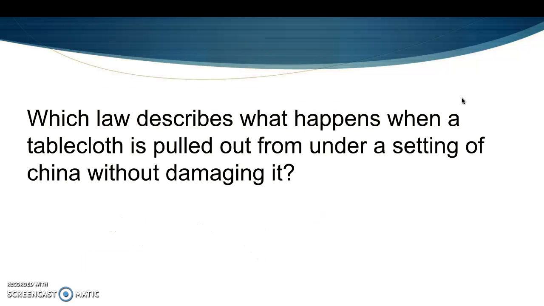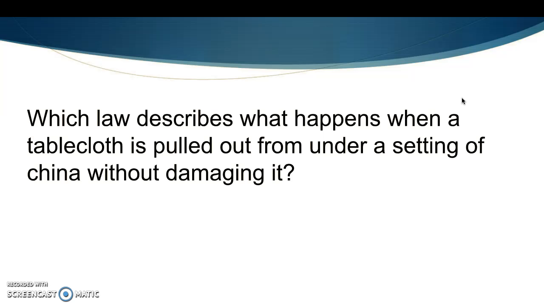We're going to go through some various examples. What I'm going to do is read the question for you. Some of them will be about Newton's laws of motion or concepts related to it. At the end of reading the question, I'm going to state that you should pause the video. You will pause the video, and once you think you know the answer, you should start the video back up. So, which law describes what happens when a tablecloth is pulled out from under a setting of china without damaging it?